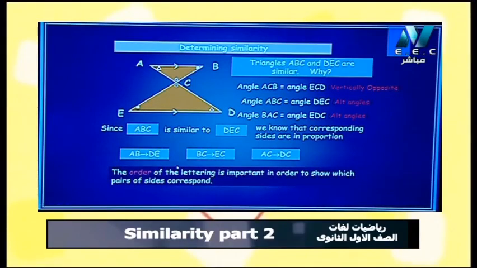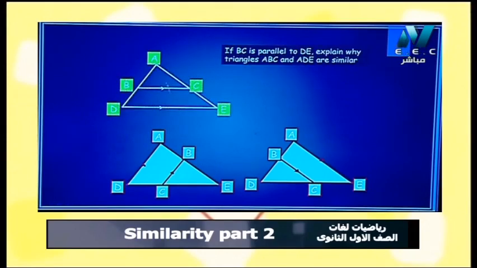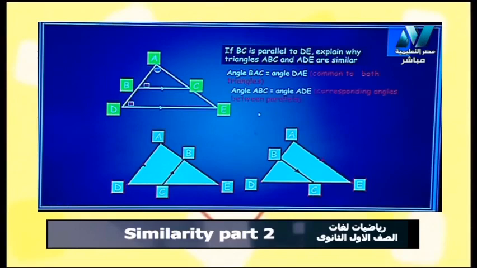The order of the lettering is important in order to show which pairs of sides correspond. Here we have the triangle ADE, and we have BC parallel to DE. We have the angle BAC equal the angle DAE because they are a common angle. We have the angle ABC equal the angle ADE, corresponding angles, because of similarity.